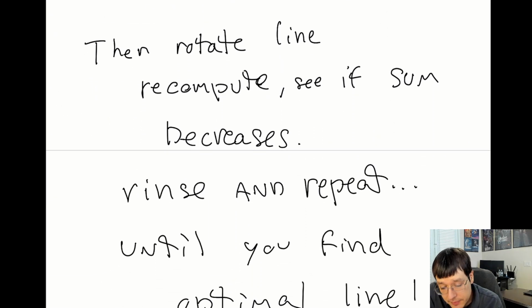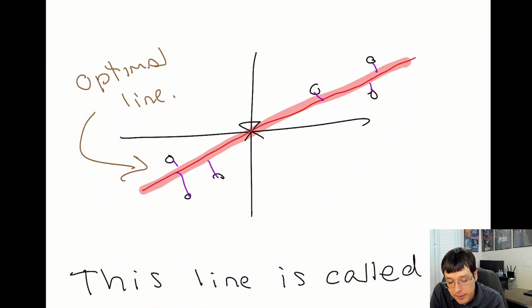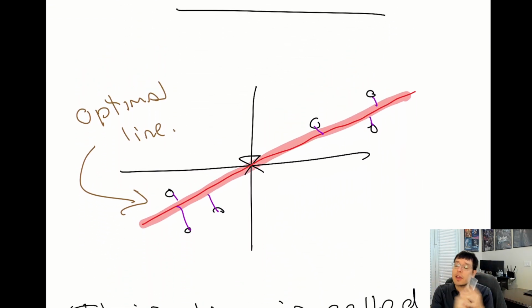So rinse and repeat. Rotate the line, recompute until it decreases, repeat until you find the optimal line. Okay, so you just found the optimal line. Congratulations, you're almost there. First big step has been completed now. We have our optimal line. It means that the distances are maximized. So that means that this squared plus this squared plus this squared plus this squared plus this squared plus this squared is the smallest number you found for a line.